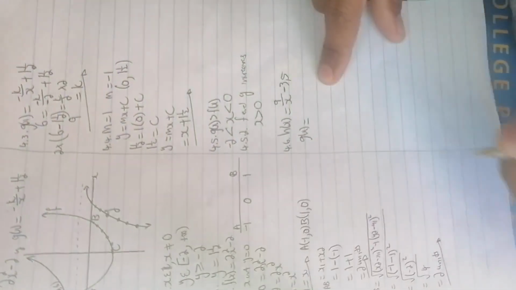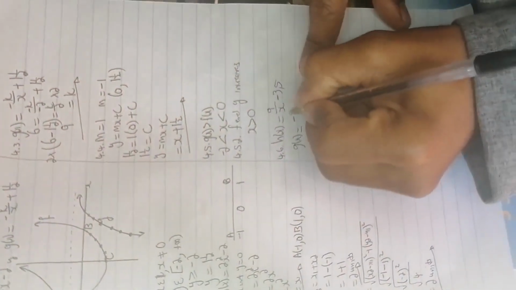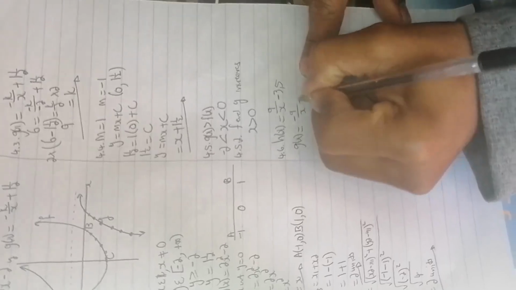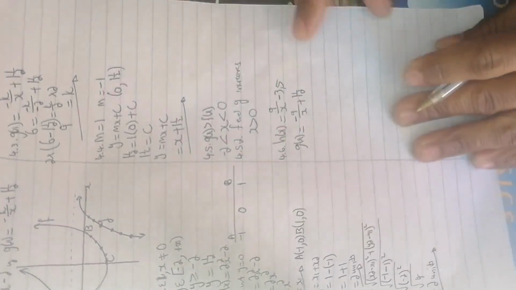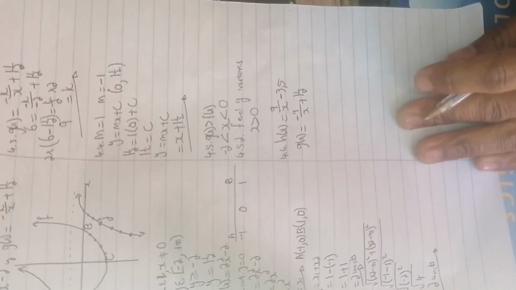Let's write down the original function, which is g. We know that this is -9 over x plus 1 and a half. This is what I know. And if this is what I know, I can say, okay, that's fine.